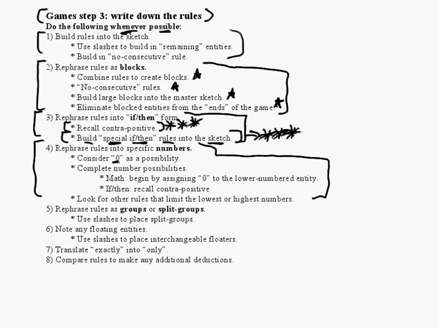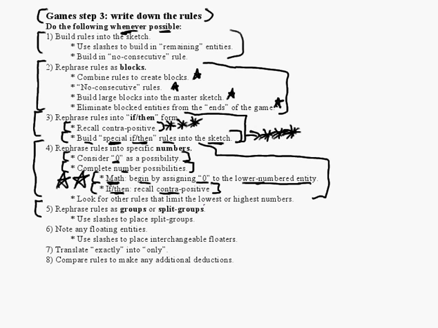So first of all, you've got to consider 0 as a possibility. Sometimes people forget 0 is actually a number, and it's really important to complete the number possibilities. The way you do that is if you're ever given any math, begin by assigning 0 to the lower numbered entity and work from there. And then if you're given if-then, recall the contrapositive. These two, not really a great example of that I had. What's more important is breaking down numbers into specifics, and we did that with the first rule.